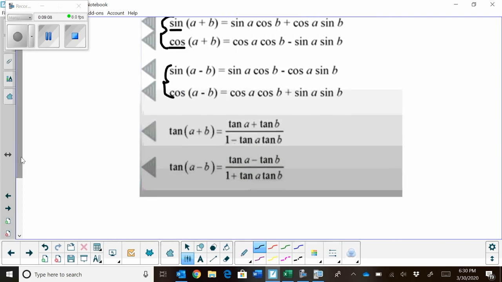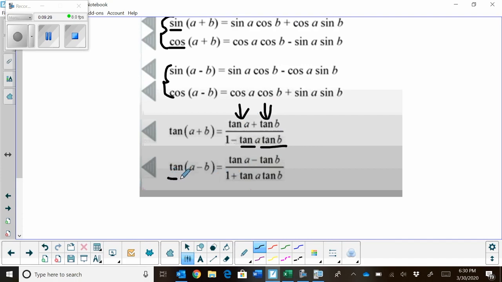And then tangent has its own pattern. For tangent, you're going to take the tangent of A plus the tangent of B. So it almost looks like you do distribute it, but then you're going to divide it by 1 minus their product. So whatever you get up here, you're actually going to subtract that product from 1.